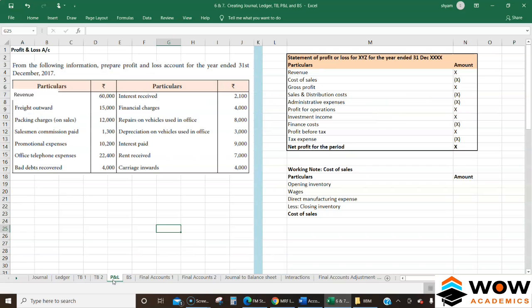This is a simple P&L account. So we'll try to do a simple P&L account and a simple balance sheet, and we'll try to find out how it works. Okay. So here we have a P&L account.